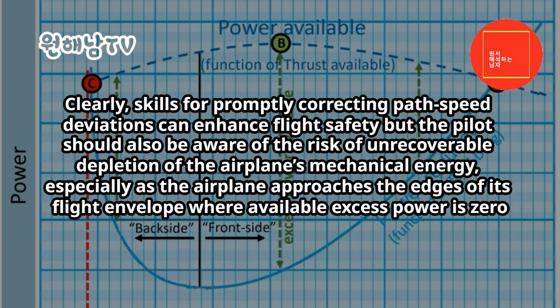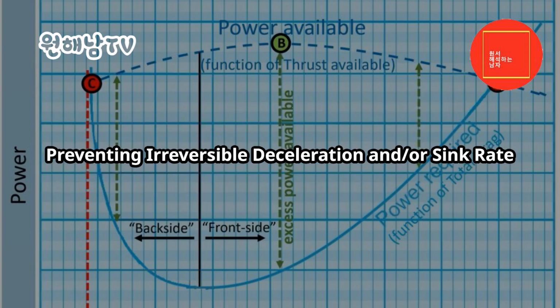Clearly, skills for promptly correcting path-speed deviations can enhance flight safety, but the pilot should also be aware of the risk of unrecoverable depletion of the airplane's mechanical energy, especially as the airplane approaches the edges of its flight envelope where available excess power is 0. Preventing irreversible deceleration and/or sink rate.